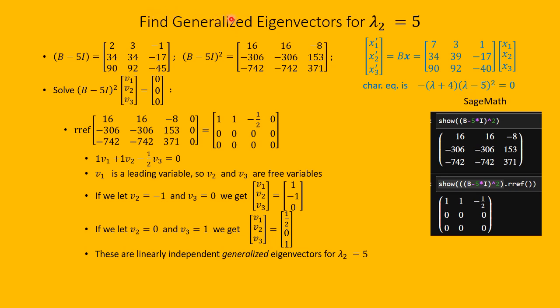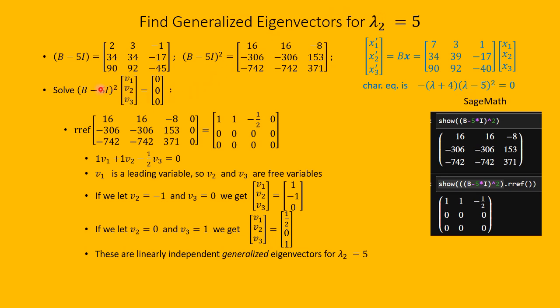So let's find the generalized eigenvectors for our lambda sub 2 equals 5. So B minus 5I is this matrix. If we square that matrix, B minus 5I quantity squared is this matrix. So let's solve this for the generalized eigenvectors. B minus 5I squared times this vector, this generalized eigenvector, equals 0. We have the square here because lambda sub 2 equals 5 was an eigenvalue of algebraic multiplicity 2.